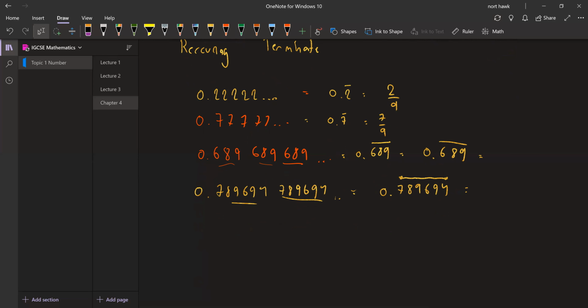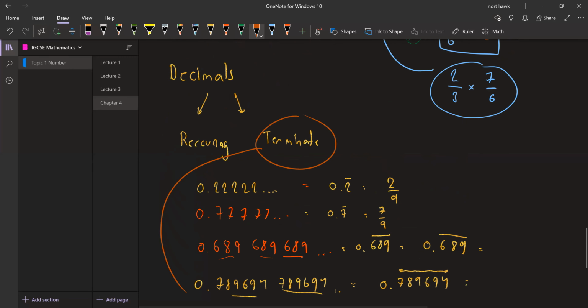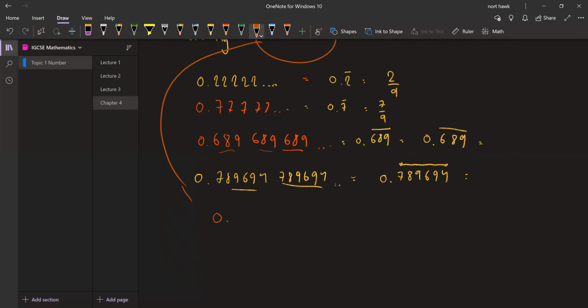So don't confuse it with the terminating one. Don't confuse 0.2 with 0.222. They're not the same thing. 0.2 is 2 over 10 or 1 over 5, but 0.222 repeating is 2 over 9. There's a big difference. They're not the same thing.